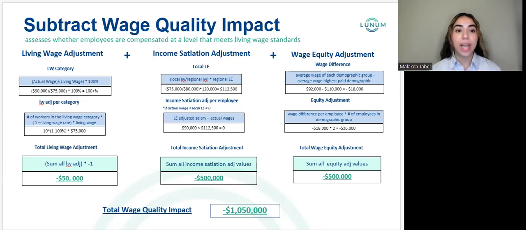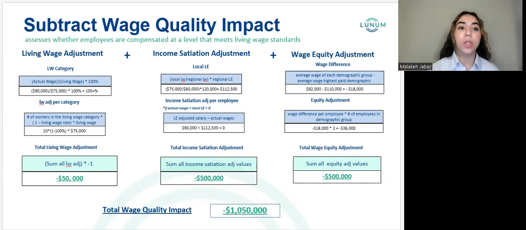For employee X, again, because she is earning above a living wage, this adjustment is essentially going to zero out. However, that might not necessarily be true, and likely is not true for all other employees within the firm. We then continue that step for each employee in the firm, and the sum of all of those values is where we ultimately calculate the total living wage adjustment. So we take the sum of all of those adjustments for all employees within the firm, and we multiply that by -1. In today's example, we reached a figure of -$50,000.